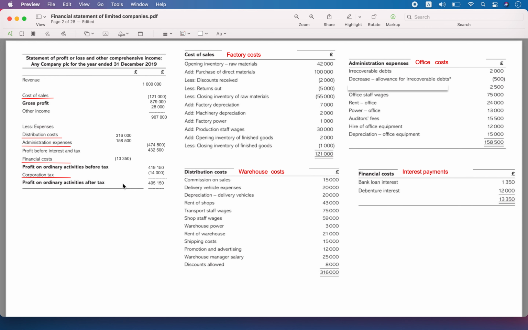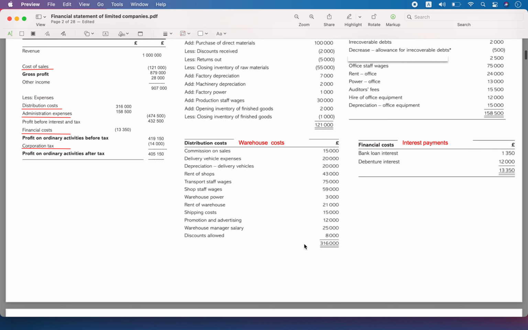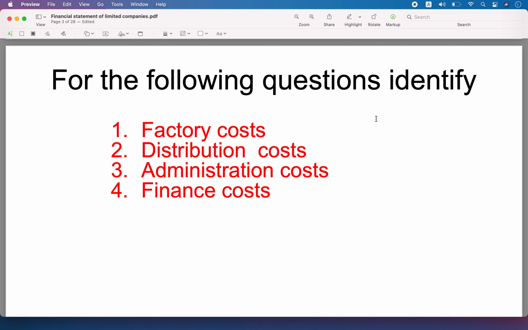For each question, try to pause and answer. I have picked from all the exam questions. So for the following questions, identify factory cost, distribution cost, administration cost and finance cost. All you have to do is see whether, for a given worksheet or a problem for a PLC company, you are able to identify which cost falls under each category.